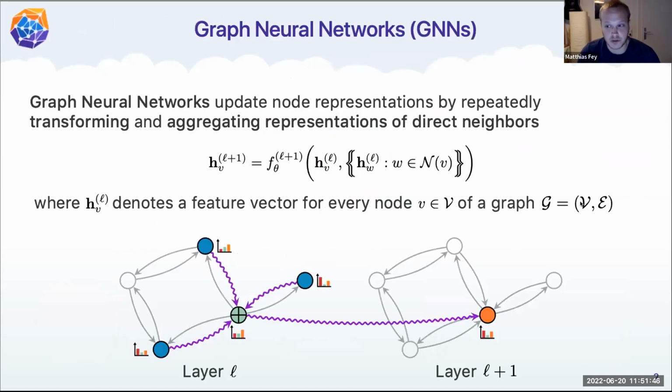I also have a brief introduction into graph neural networks, but most of that was already covered in the previous talk, so we'll quickly go over that. Graph neural networks update node representations by repeatedly transforming and aggregating representations of their direct neighbors. We can think of that blueprint as a function f, which is parameterized, and it takes in some central node representation in layer L of a node V. It also takes in this multi-set of features of the direct neighbors of that node. And what we get as an output is a new representation of that node for the next layer.